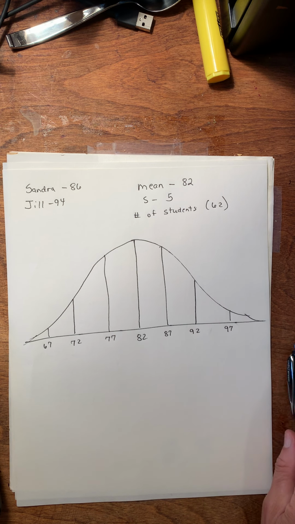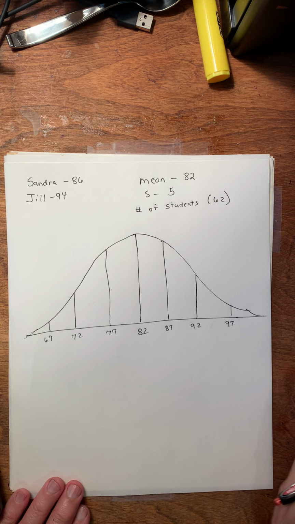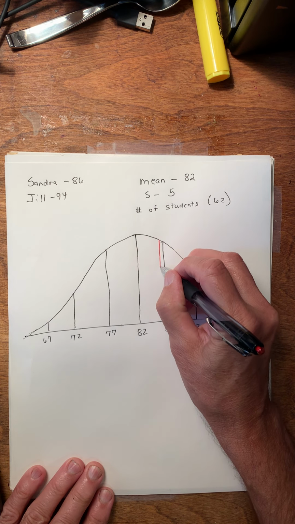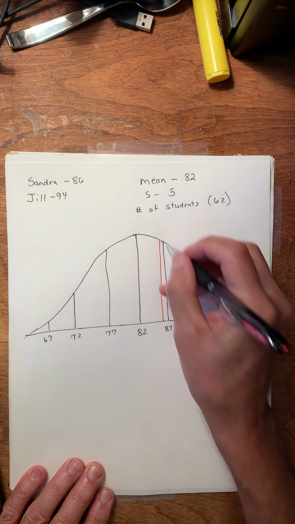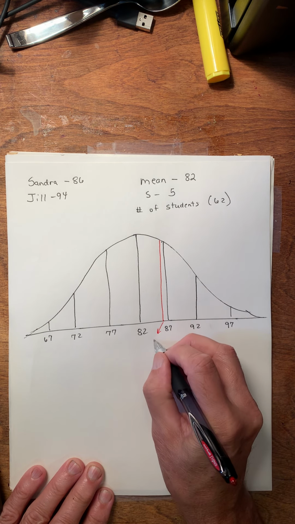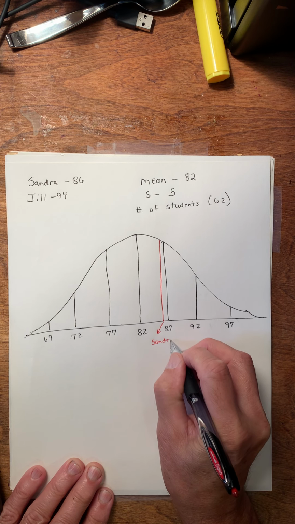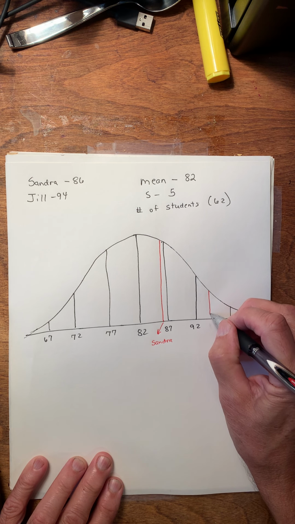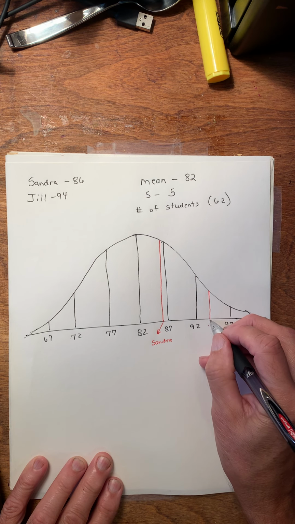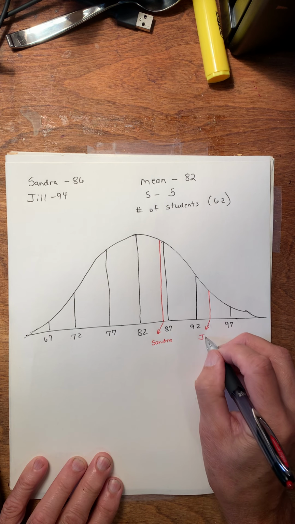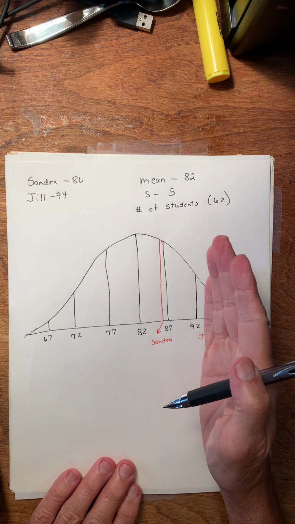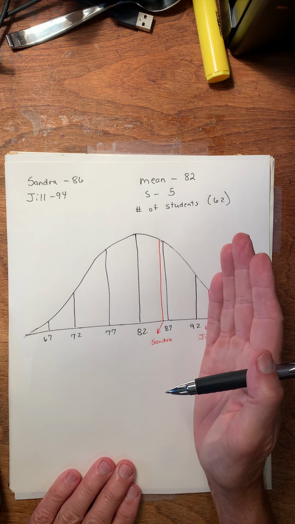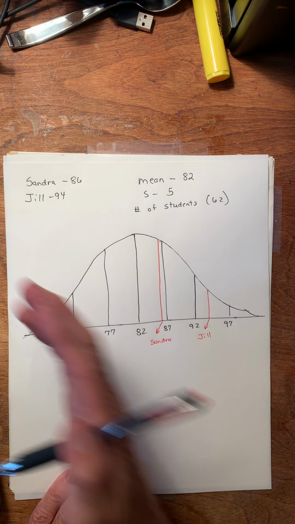Well, okay, let's see. Sandra got an 86. Here's an 86 right here. So here's Sandra's score. This is Sandra. And Jill, she knocked it out of the park. She got a 94. Now, obviously, Jill did a lot better than most of the students. Sandra did better than most of the students, but Jill did a little bit more than Sandra.